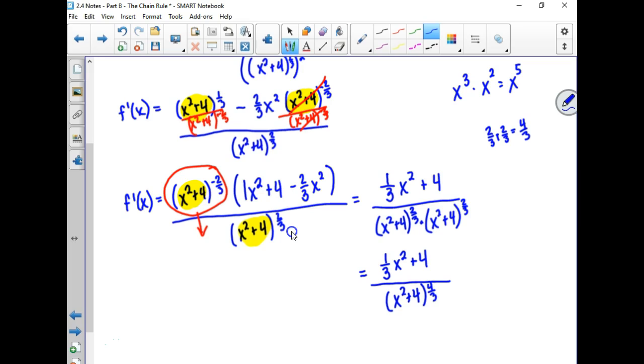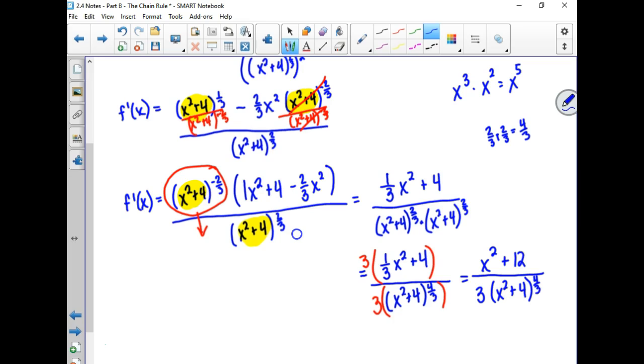We'll multiply by 3. So if we multiply the numerator by 3 and the denominator by 3, then that's a legal move because it's still an equivalent fraction. So finally, we would get x squared plus 12 over 3 times x squared plus 4 to the 4/3.